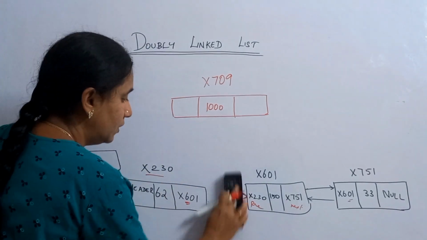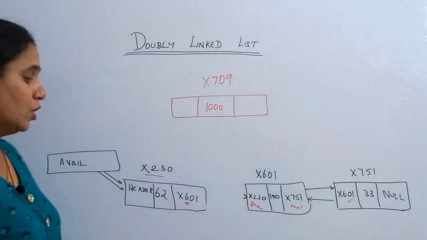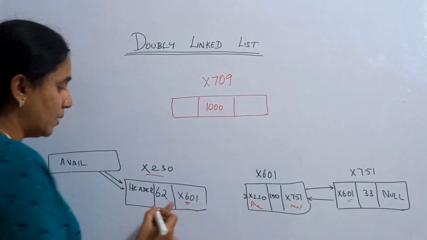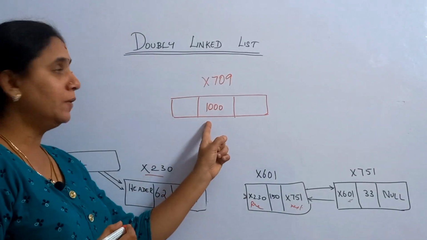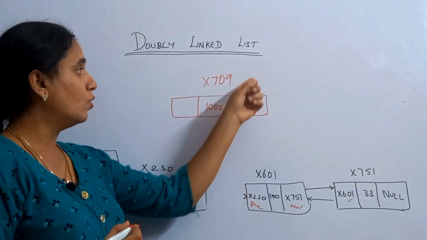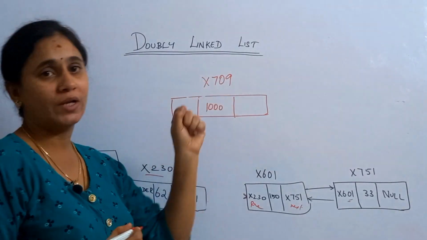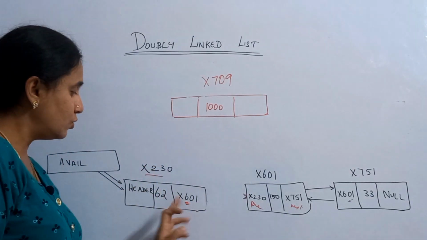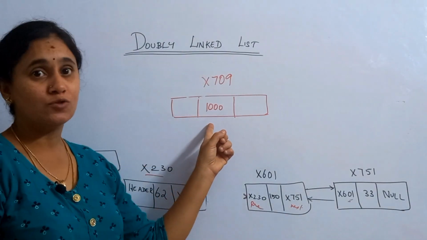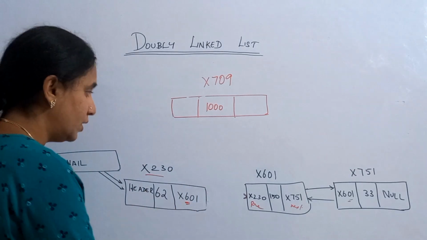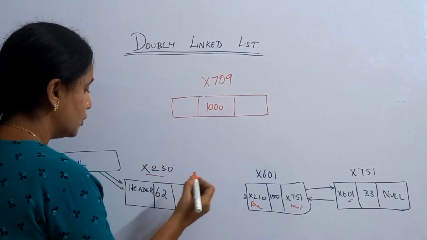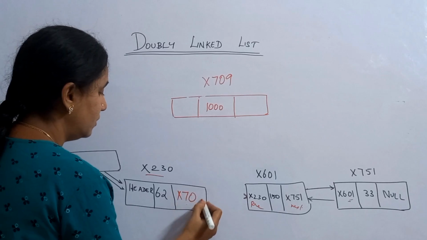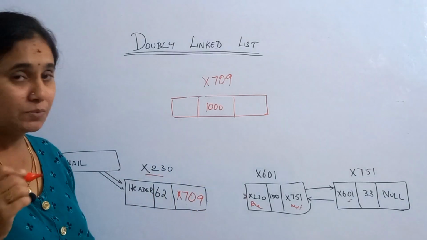So first let me remove this pointer value. What I have to do is change this next address. This address has to be the address of x709, isn't it? Because the next node has to come next to this node. So I have to change this x012 to x709. So like this I have to change.